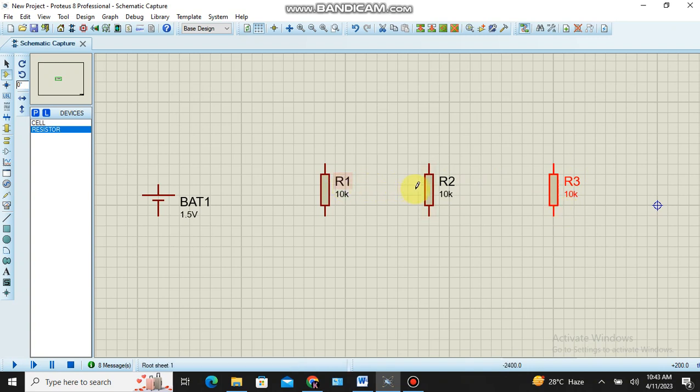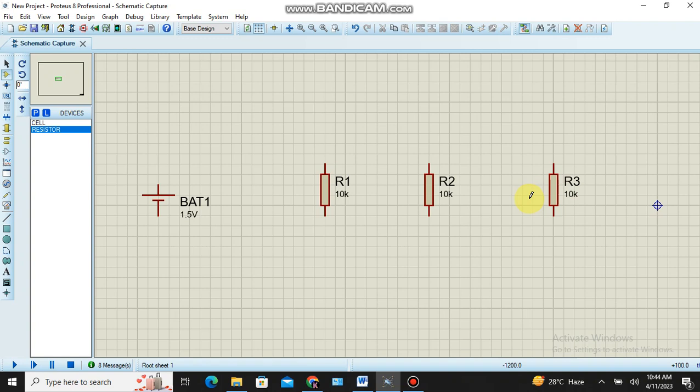The sum of these 3 currents, the sum of R1 current, R2 current, R3 current, will be equal to the total current. Whatever current is supplied by the battery, that is the total current. That total current equals the sum of the current through R1, the current through R2, and the current through R3. Okay. This is the characteristic of the parallel circuit.